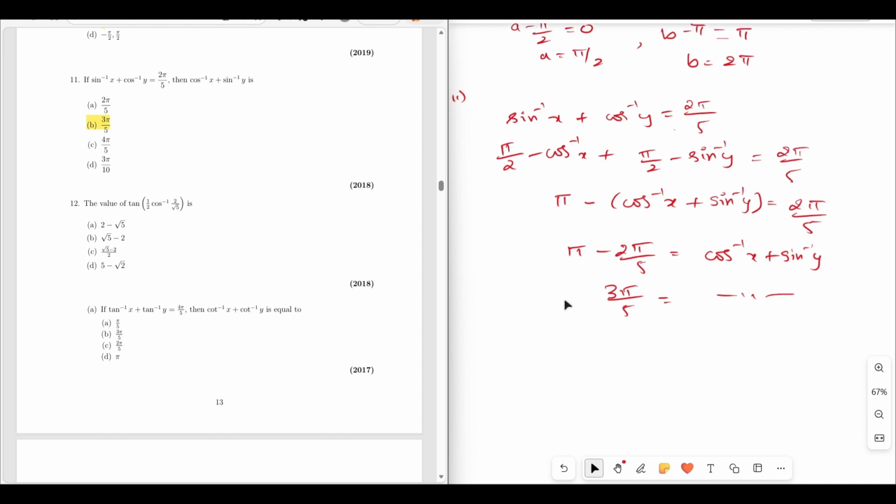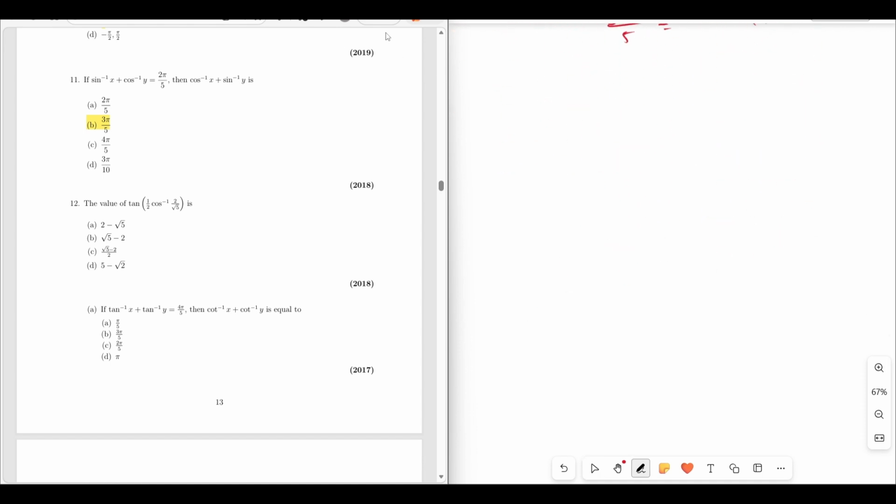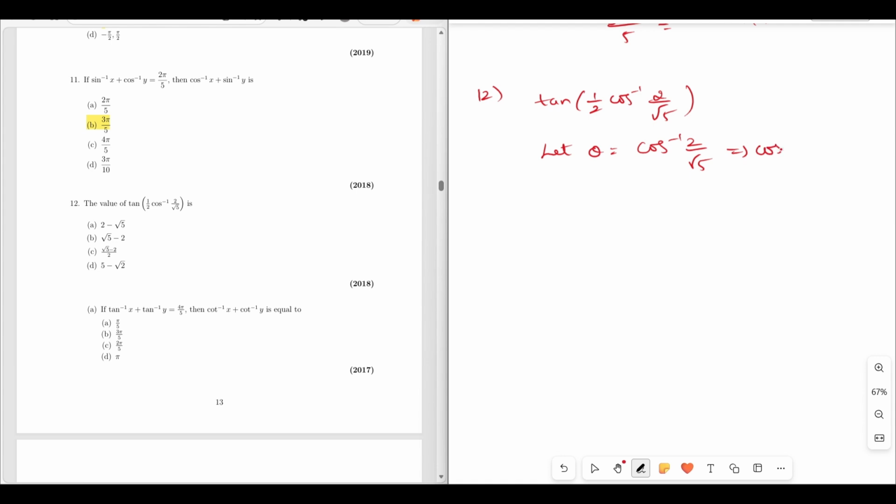So next, moving on to the 12th question. The value of tan of 1 by 2 cos inverse 2 by root 5. Okay. Tan 1 by 2 cos inverse 2 by root 5. Let theta is equal to cos inverse 2 by root 5. This implies cos theta is equal to 2 by root 5.